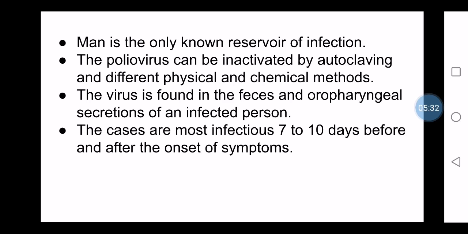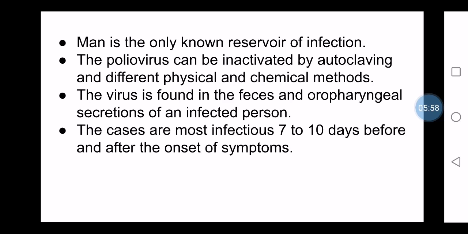The poliovirus can be inactivated by autoclaving and different physical and chemical methods. I hope you all know what autoclaving is, the sterilization method which you have studied in microbiology. Various physical agents and even chemical compositions can make the poliovirus inactivated.